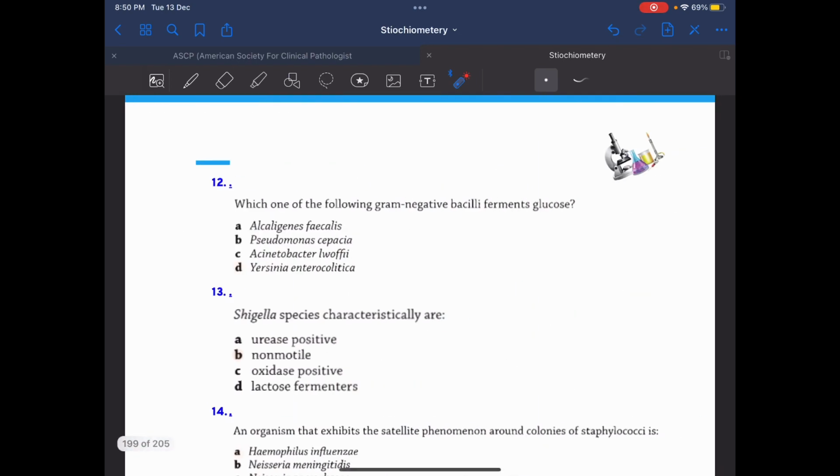Question number 12. Which of the following gram-negative bacilli ferments glucose? Alcaligenes faecalis, Pseudomonas, Acinetobacter, or Yersinia? The correct answer is Yersinia enterocolitica. So the answer is D.